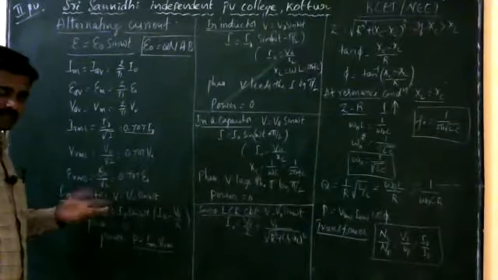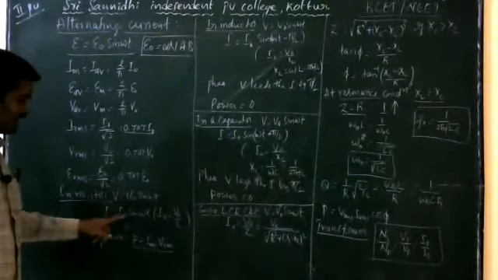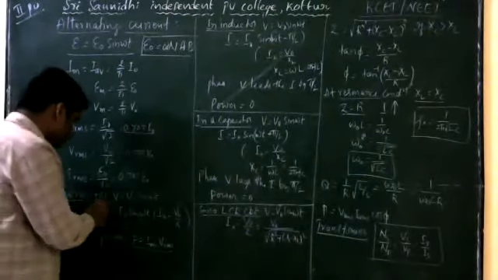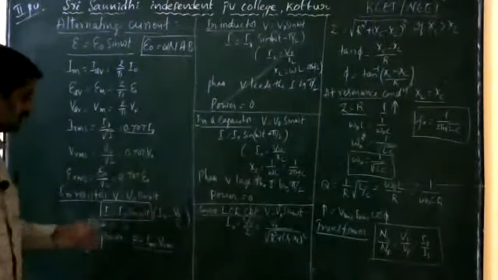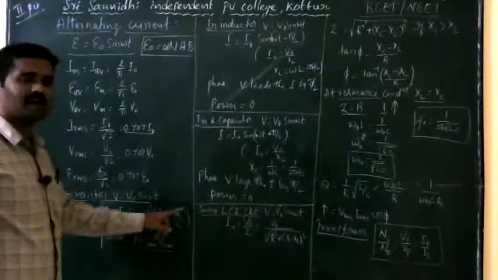In AC voltage, AC means changing with respect to time. So I is equal to I naught sin omega t. You can already prove this in the theory part of the study. Then I naught is equal to V naught divided by R.